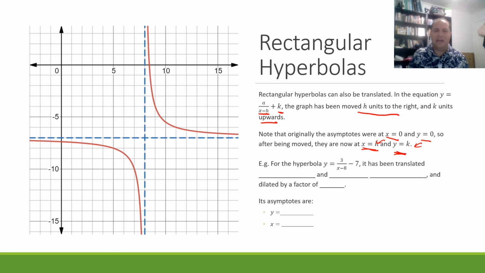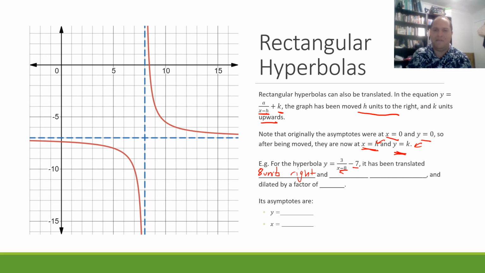So these values, h and k, tell us how far our graph is moving, but they also give us the equation of our asymptotes, which is quite important. All right, so for the hyperbola we've got here, 3 over x minus 8 minus 7, it has been translated. So let's do the x one first. We've got negative 8 in there, so it's the opposite to what we think. Because it's with our x term, that means it hasn't moved 8 to the left, it hasn't moved 8 in the negative direction, it's moved 8 in the positive direction, so to the right. So we can say it's been translated 8 units right.